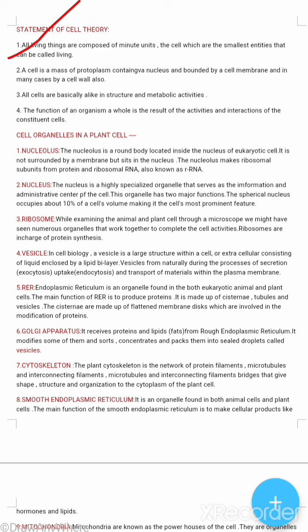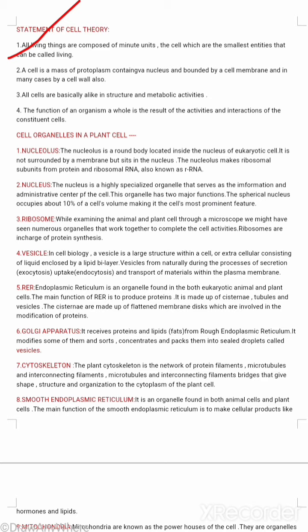Number 3. All cells are basically alike in structure and metabolic activities. Number 4. The function of an organism as a whole is the result of the activities and interactions of the constituent cells. You know, different types of cell organelles are present in a plant cell.